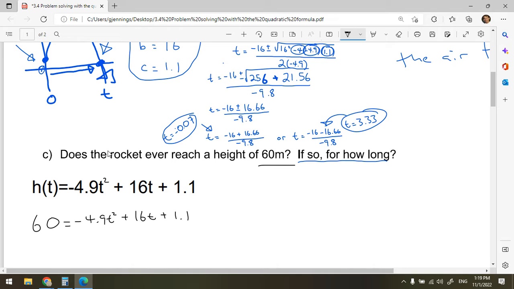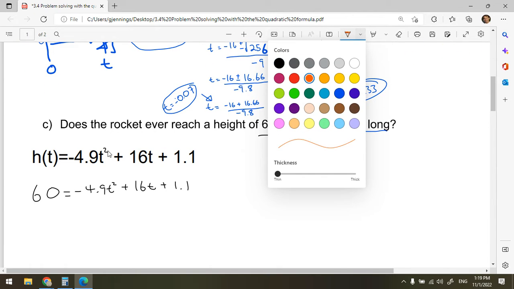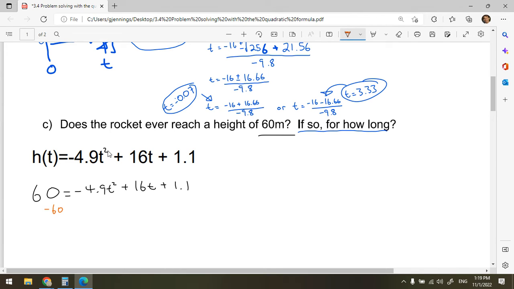First, we have to set this equation equal to 0. To use the quadratic formula, which is my tool of choice for a problem like this, I need 0 equals t squared plus blah, blah, blah. So let's make this equal to 0 with inverse operations. I'm going to go in here, get my inverse operations pen, and subtract 60 from each side. Then I will get the equation 0 is equal to negative 4.9 t squared plus 16t minus 58.9. Okay, I took 60 and I took 1.1, I subtracted 60, I got negative 58.9.